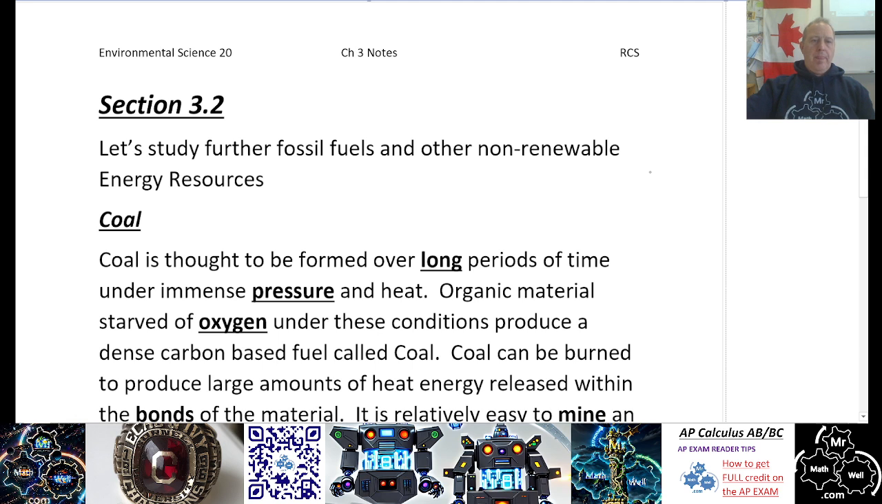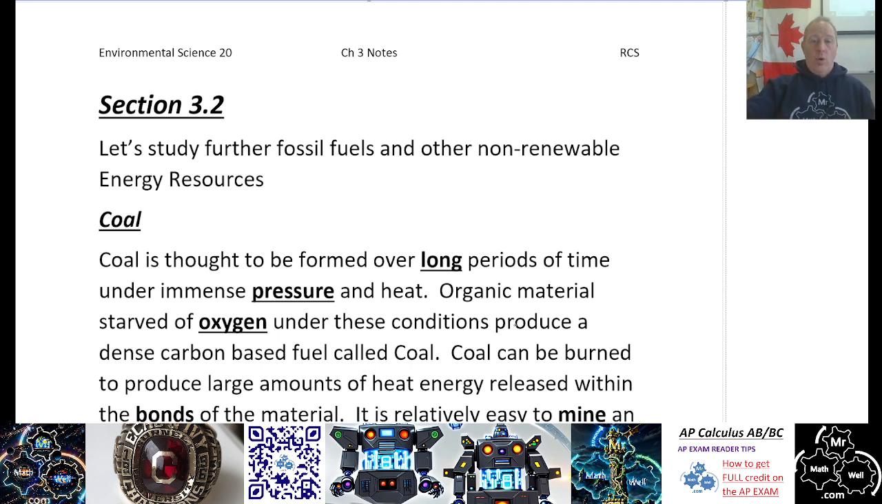So coal. Coal is thought to be formed over long periods of time under immense pressure and heat. We find this underground as a result of compressed organic material that has been starved of oxygen, and under these conditions produces a dense carbon-based fuel called coal. Carbon is the main constituent in organic material, and if you compress that and let it rot and starve it of oxygen, with lots of pressure and heat, then this carbon-based substance is very rich in bonds that have a lot of energy. Remember we talked about that?